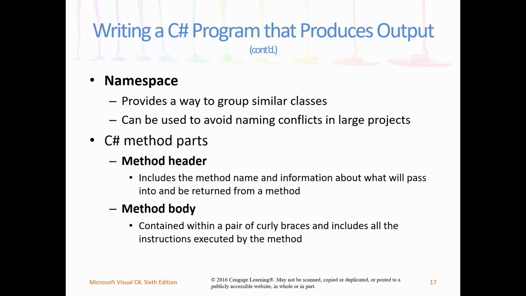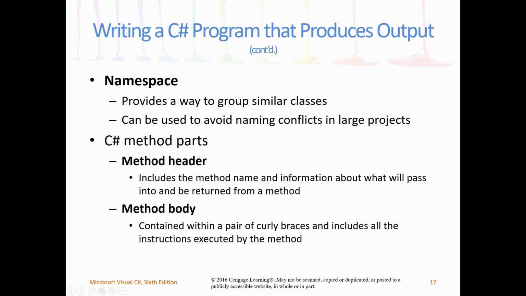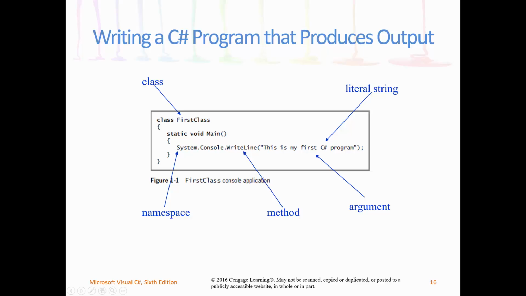C#, as it says, has a method header and a method body. This is the method header right there, static void main. Inside the curly braces is the method body. And you'll learn this either in this chapter or in later chapters what all of this stuff means. So the header, as it says, includes the method name and information about information that might be passed or returned from a method. This says that we have nothing passed into the method because there's nothing in the parentheses here, and the method doesn't return anything. It is void of a return.